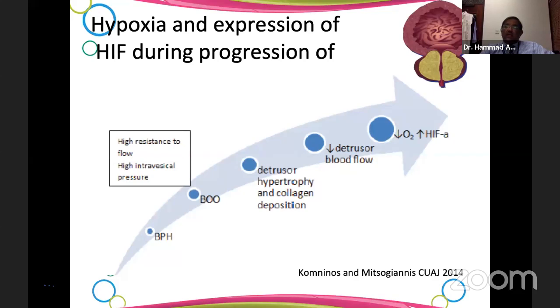Similarly, when the bladder has to work against a lot of resistance at the outlet, your muscles become stronger, and this is called detrusor hypertrophy. With detrusor hypertrophy, the spaces in between the detrusor fibers are filled with collagen. This results in decreased blood flow to the detrusor muscle, and as a consequence there is activation of the hypoxia inducible factor, which starts a cascade of events that ultimately results in bladder dysfunction secondary to BPH.